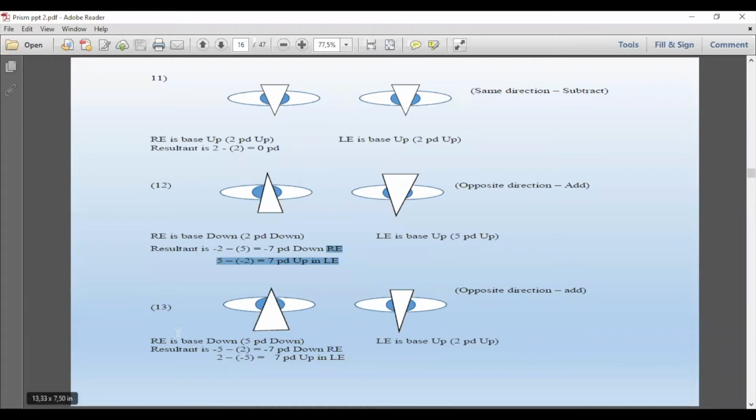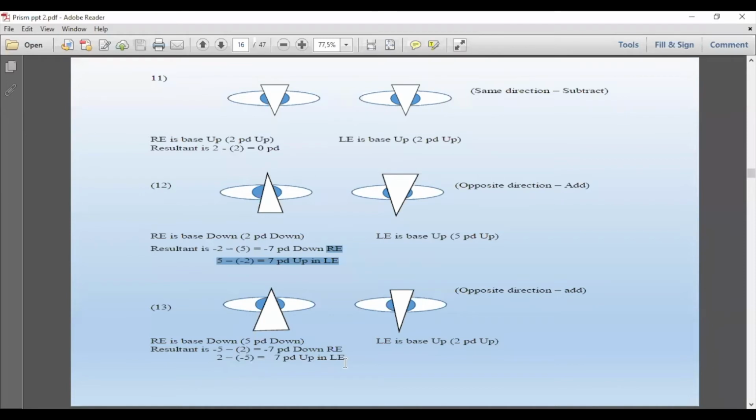Okay. Right, let's do number 13 over here. What I have here, right eye, I've got 5 down. Left eye, I've got 2 up. So there again, I've done the same thing. I've just switched them around. And your resultant over there is 7 down in the right, and alternatively it's 7 up in the left.